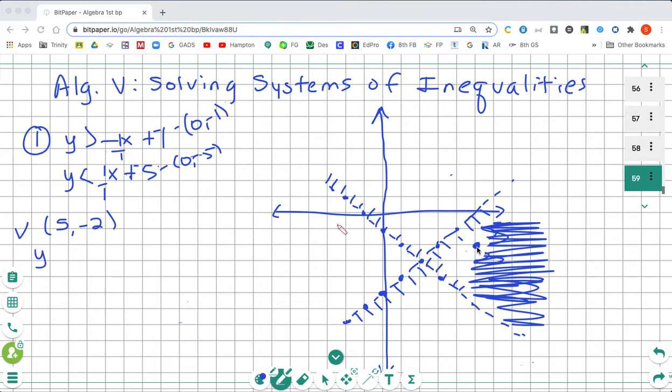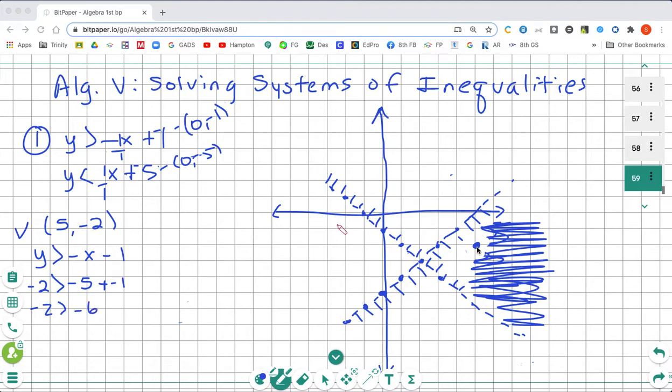So y is greater than -1x minus 1. -2 is greater than -1 times 5 is -5 plus -1. So -2 is greater than -6, and that is correct.